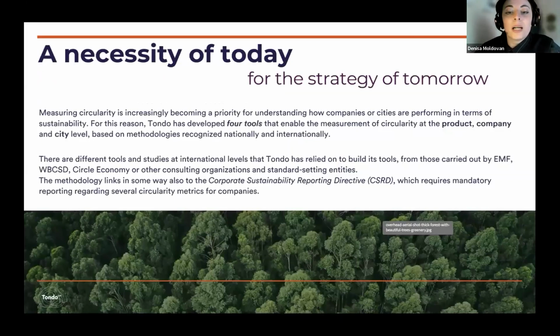The answer is very simple, because without clear data, it is difficult for organizations and also cities to track progress, to set goals, and demonstrate commitment to sustainability. So recognizing this need, Tondo has developed 4 measurement tools based on internationally recognized methodologies. These tools also align with the existing regulations and frameworks, such as the CSRD, providing meaningful insights into circular performance.